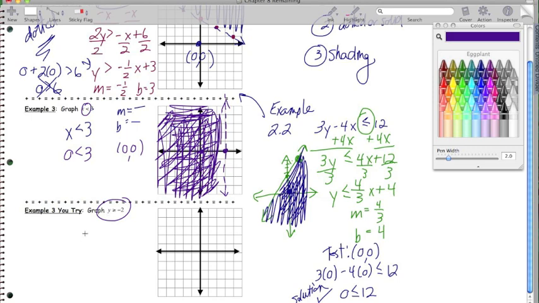This one, again, we only have one variable, y greater than or equal to -2. So our slope is 0. Our y-intercept is -2.